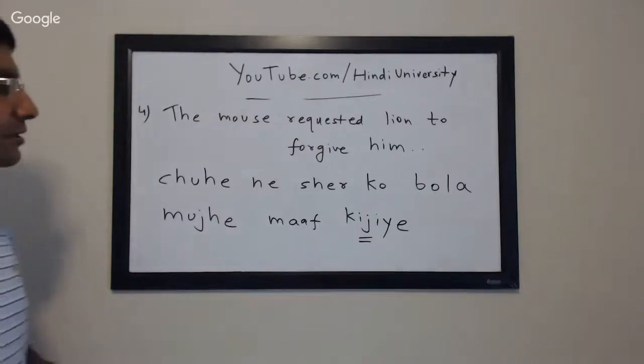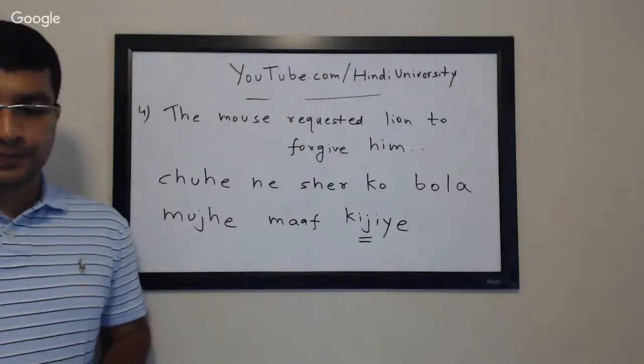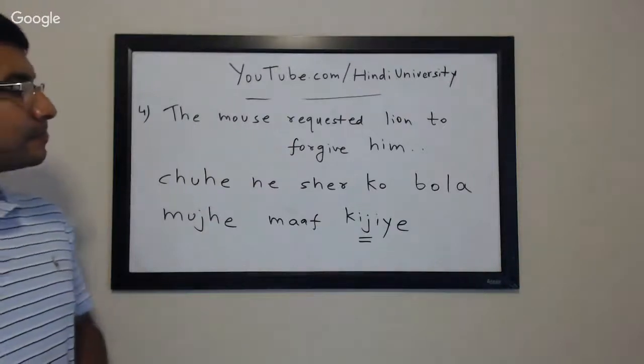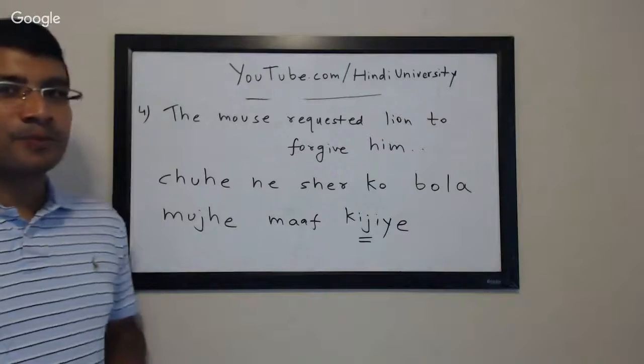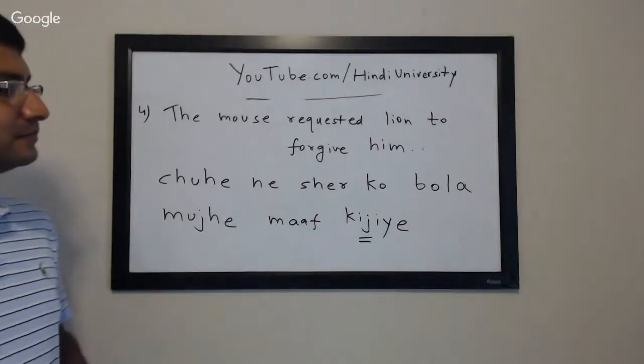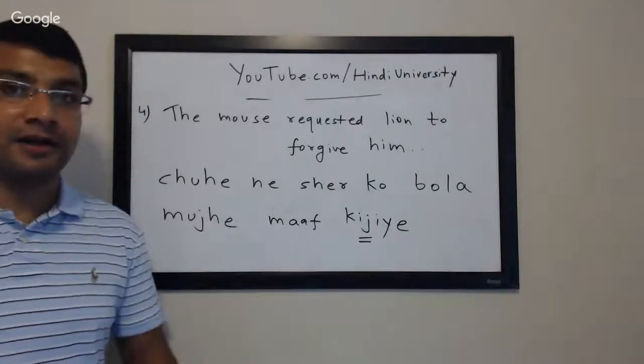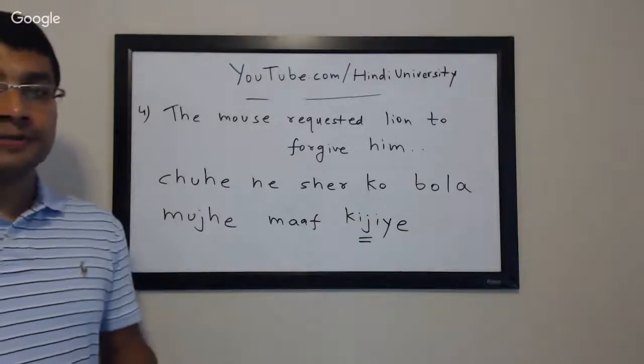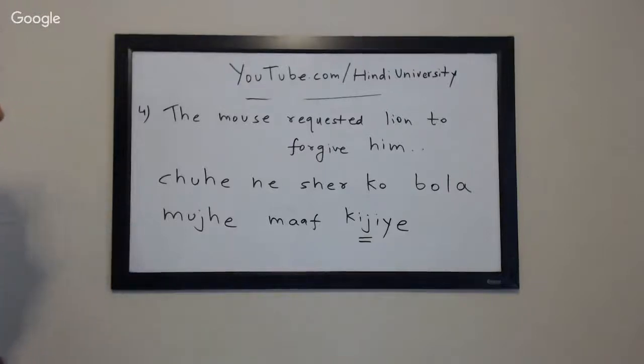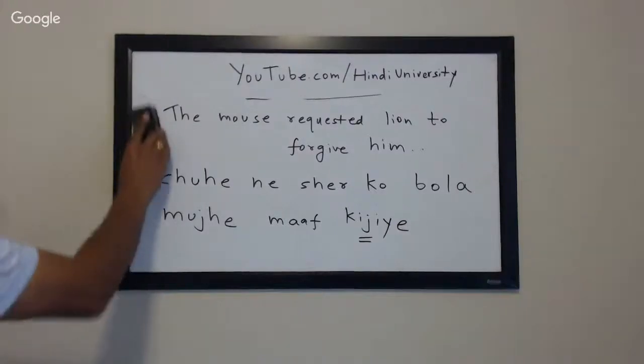Okay. Now, a follow-up question. Chuhe ne maafi kyon mangi? Kyunki... शेर चूहे को मारने वाला था. The lion was about to kill the mouse. Right, about to is मारने वाला था. I was about to eat is मैं खाना खाने वाला था. And I was about to get there is मैं वहां पहुंचने वाला था. Okay. What do you think will happen? शेर क्या करेगा? पता नहीं. Right, we don't know what the lion will do. Okay, so let's keep going.